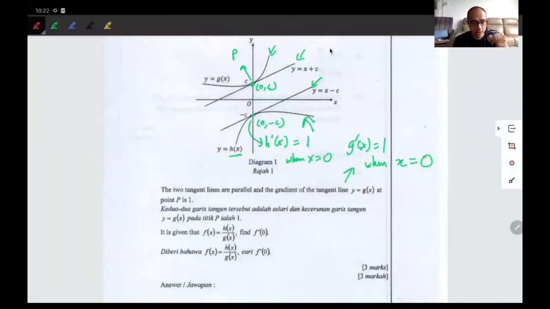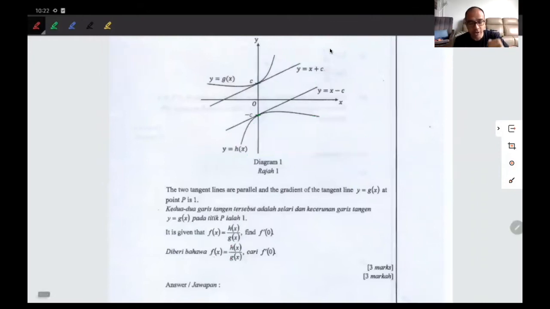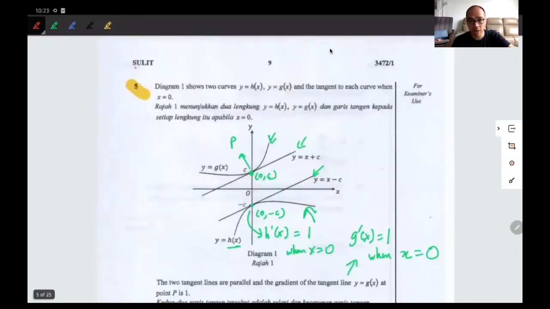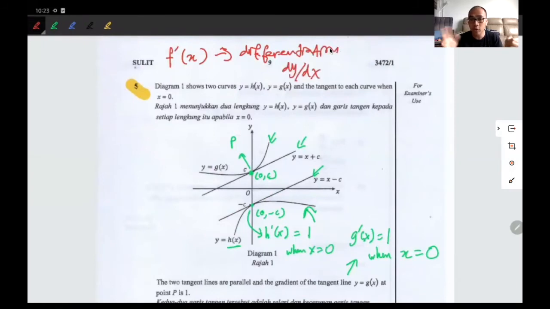Now, given that f(x) equals to h(x) over g(x). Another new function is h(x) over g(x). Find the differentiation of f at 0. I want to mention this because this is a common mistake. This is differentiation. It is the same thing as dy/dx, just written in a different form.